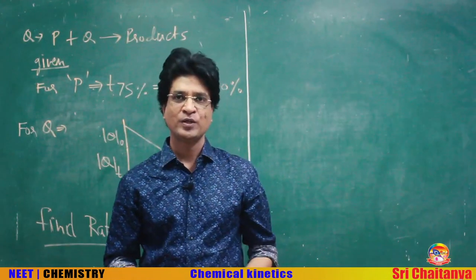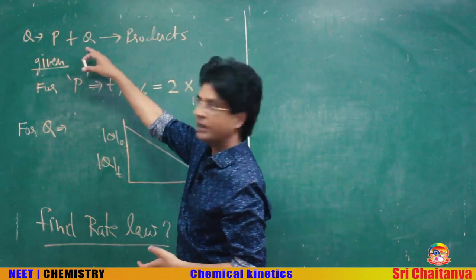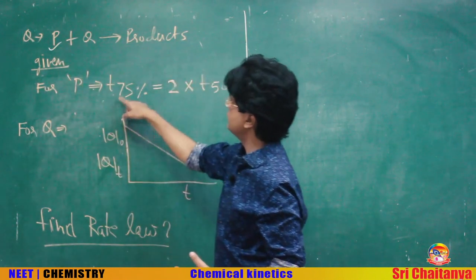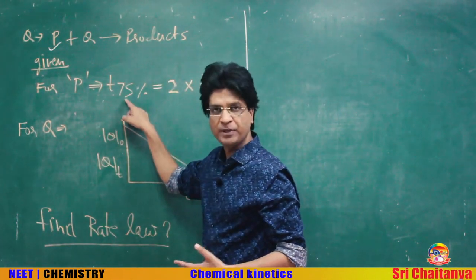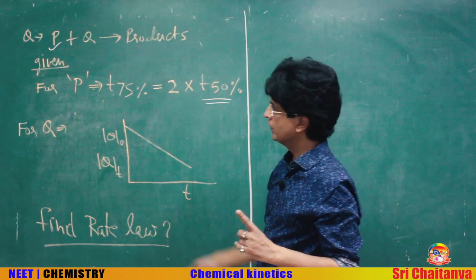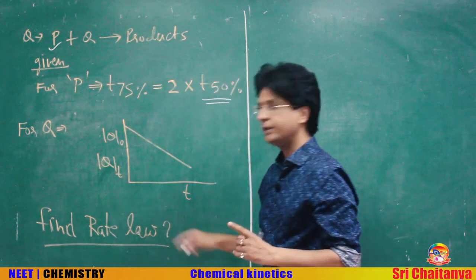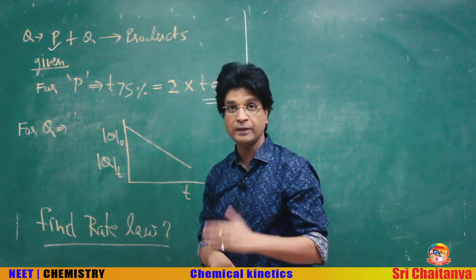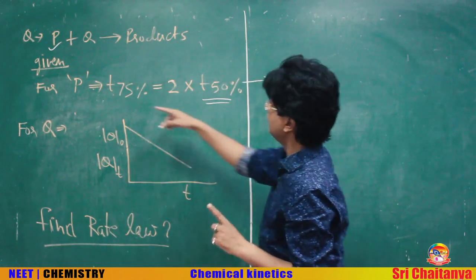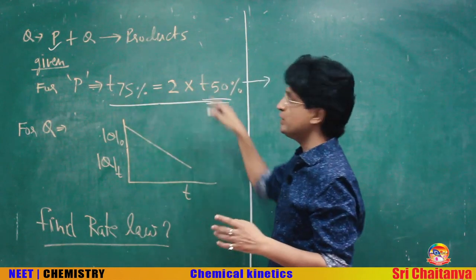Okay. So students, this is a very interesting question, and they have given you a reaction. P and Q are reacting to give you products, and they have given that for P, the time taken to complete 75% of the reaction is double the time taken to complete 50% of the reaction. For Q, the graph is given with respect to time. They are saying find the rate law. To find the rate law, I have to know the order of reaction with respect to P and Q. So see, now for P, in which case you have seen that 75% of reaction will require twice the half-life.